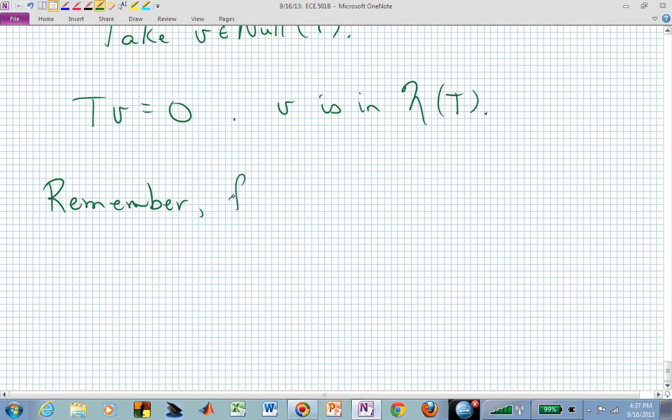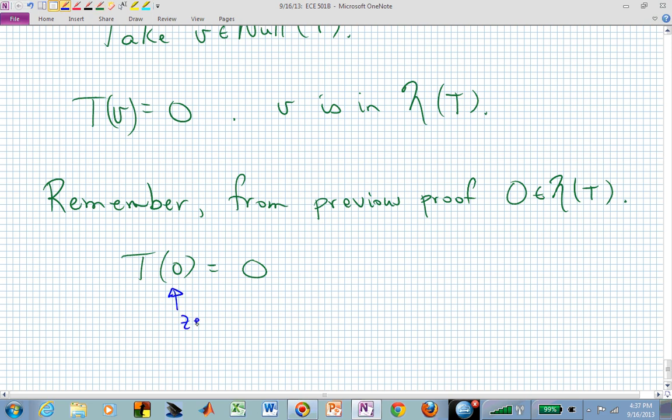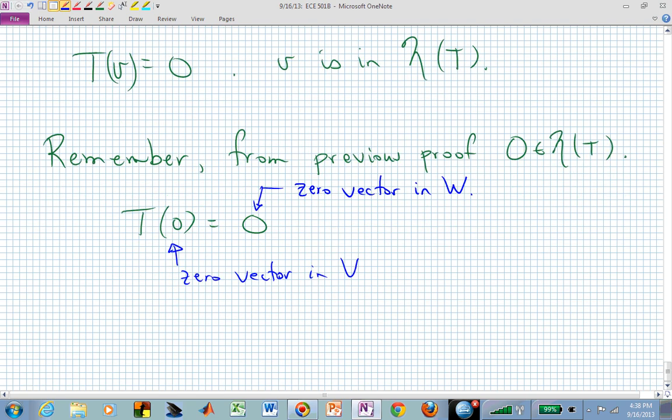So now remember from the previous proof, we now know that 0 is in the null space of T. So that says then that we have T times 0 is equal to 0, where this is now the zero vector in the domain, and the result is the zero vector in W. Well, now we have TV equals 0 and T0 equaling 0.